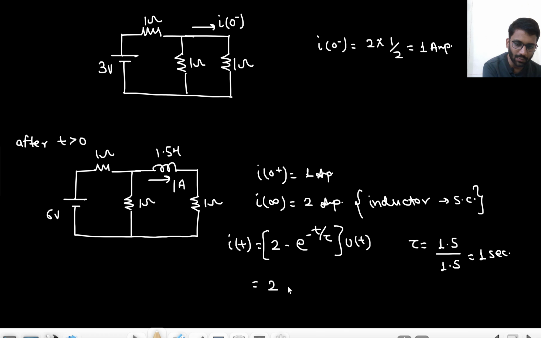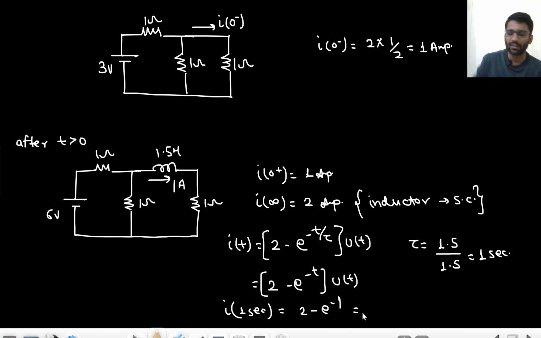Okay, so I of t is 2 minus e to the power minus t, times u of t, and they asked you to find the value at 1 second, right? So 2 minus e to the power minus 1. So let me find the value. It would be 2 minus 1 by e.